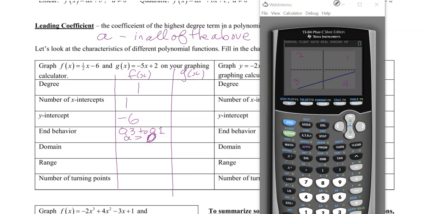What's the domain for every polynomial function we're going to study this unit? Yeah, x is an element of the reals. You could say x, E, R. We know what we mean by that. It's not actually an E, but yeah. What's the range?